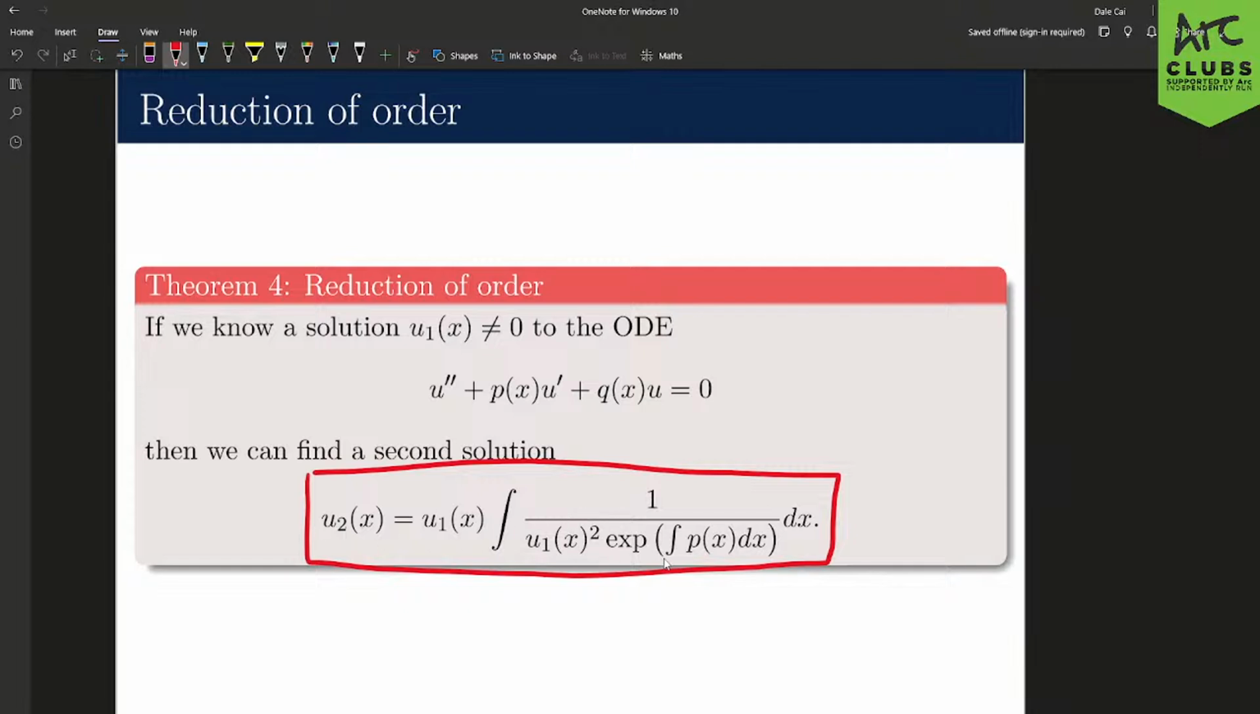I guess you can see the derivation of this probably involves an integrating factor, since it has the integral of this coefficient dx. But it's not that important to know how to derive it. It's just important that you have the formula, unfortunately.